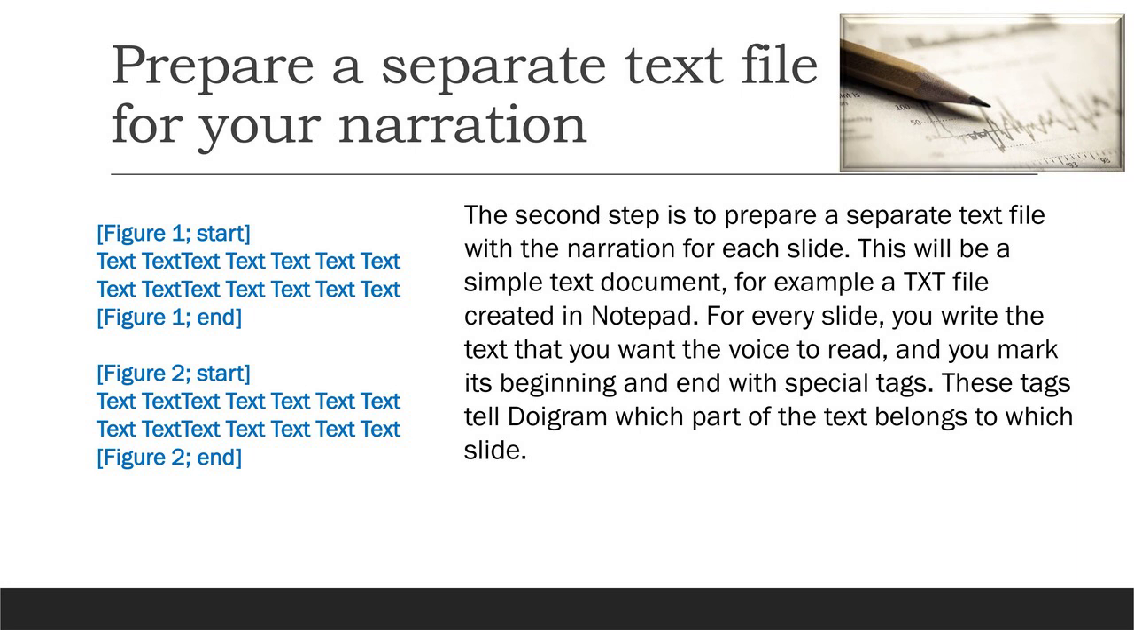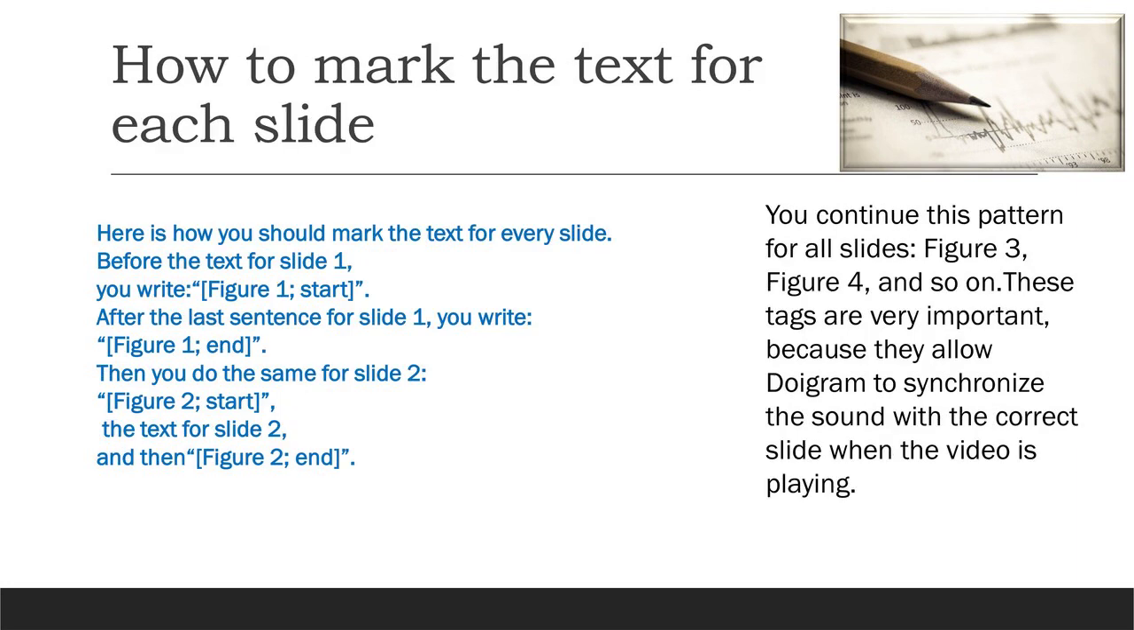The second step is to prepare a separate text file with the narration for each slide. Create a simple text document, for example, a TXT file made in Notepad. Write the text that you want the voice to read. Keep the sentences short and clear, so that they are easy to listen to. In the next step, we will mark where the text for each slide begins and ends.